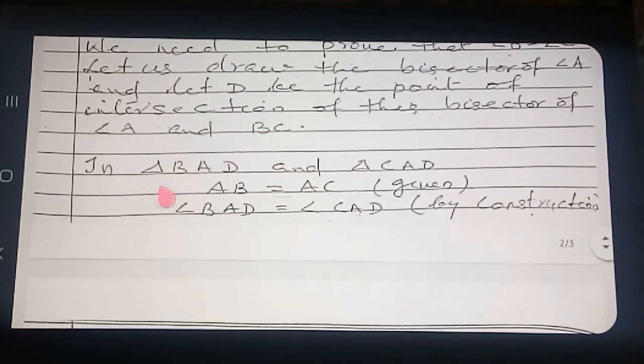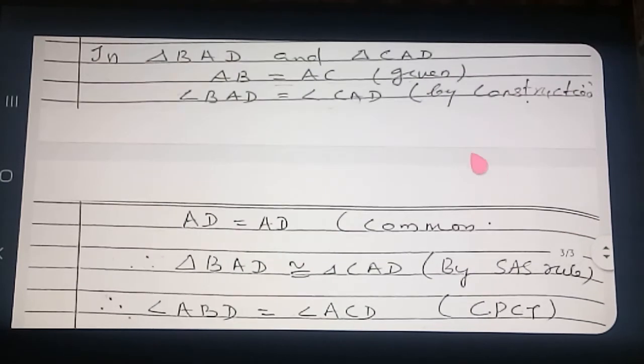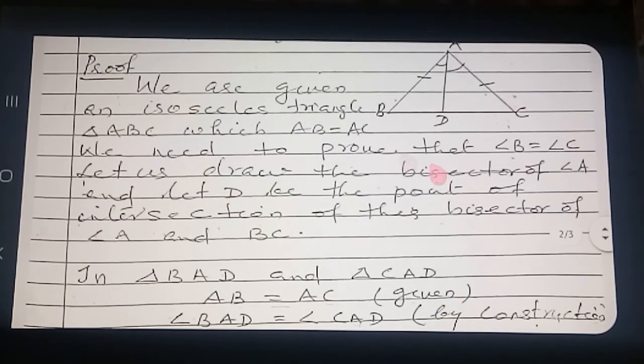See, in triangle BAD and triangle CAD, AB and AC are equal, already given in the question. Angle BAD is equal to angle CAD because it is the bisector. And the third point, AD is equal to AD. What's the reason? Common side. Therefore, triangle BAD is congruent to triangle CAD by the SAS axiom. So these two triangles are congruent, and all their corresponding parts are equal.